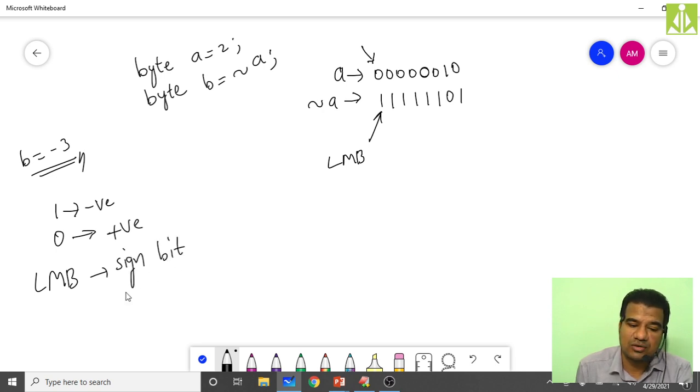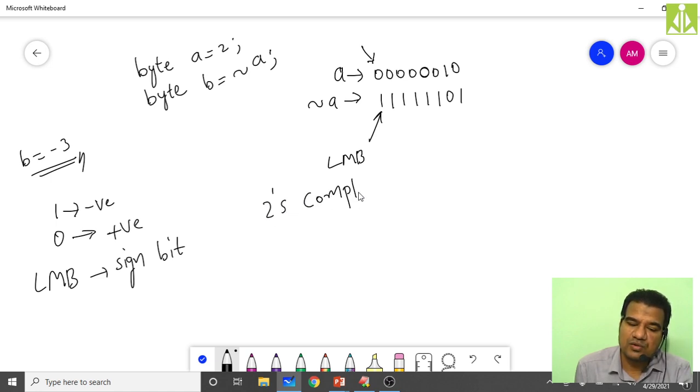If possible, try to write down all these things. In a number, in the binary form, whatever leftmost bit we have, that leftmost bit represents the sign of the given number. If the LMB is 0, it is a positive number. No need to do anything. Directly convert that number into decimal form, and that decimal form will be the equivalent of that number. But if the LMB is 1, negative, you have to calculate the 2's complement to get the actual value.